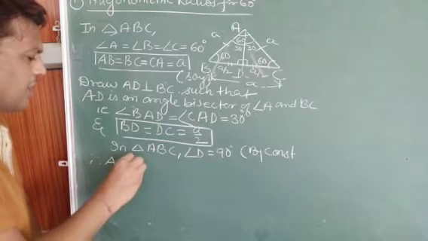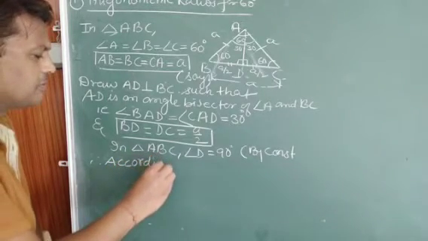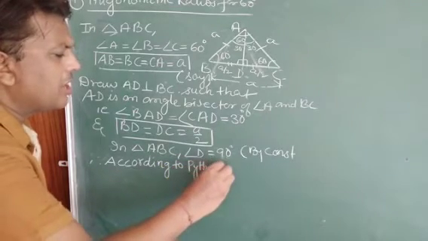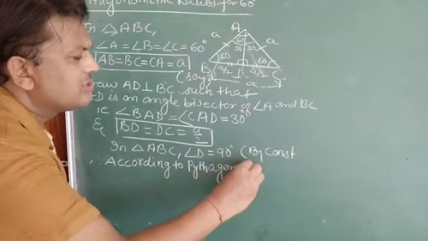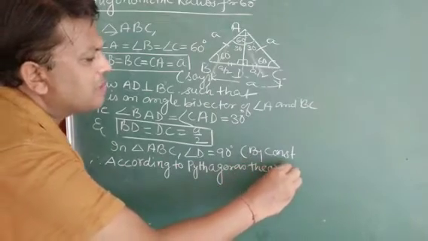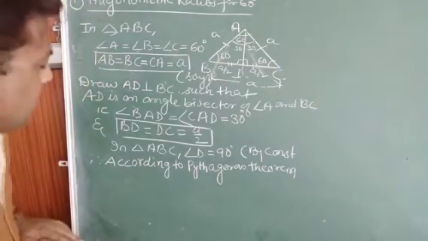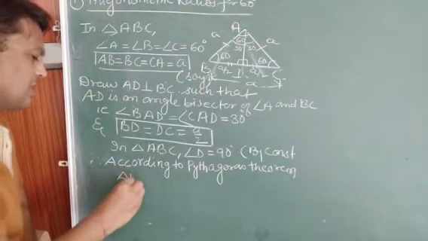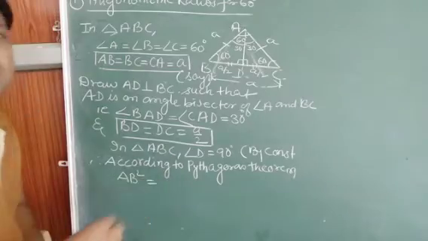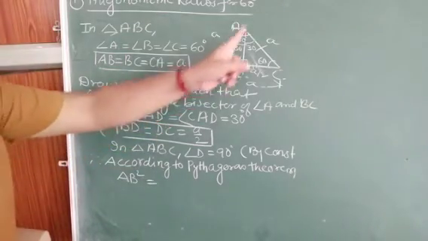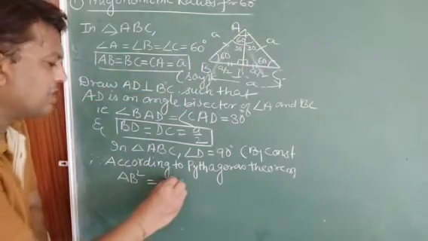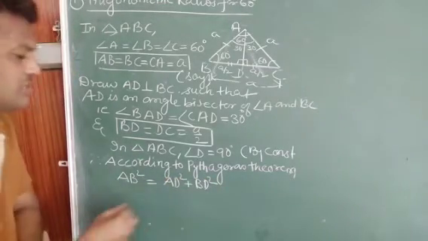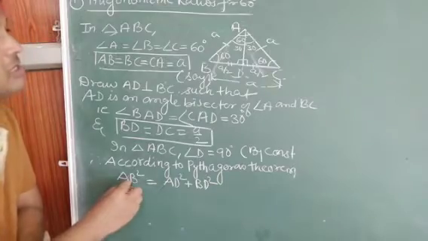Therefore, according to Pythagoras theorem, what does this theorem say? Pythagoras theorem says that the hypotenuse, that is AB square, is equal to perpendicular, that is AD square, plus BD square. What is required here? AB. What is the AB, children?